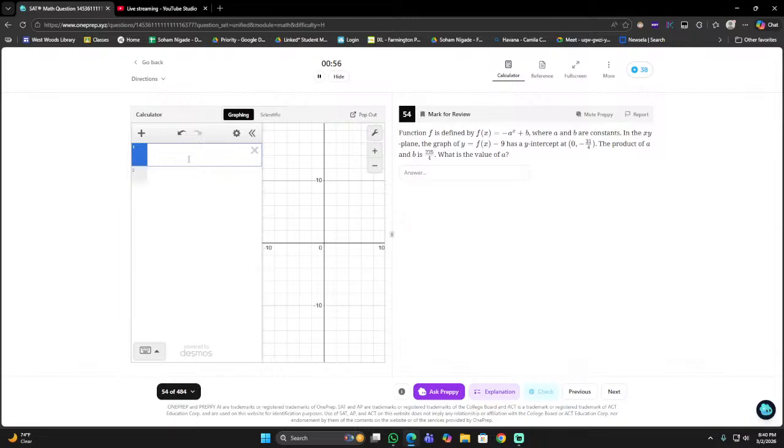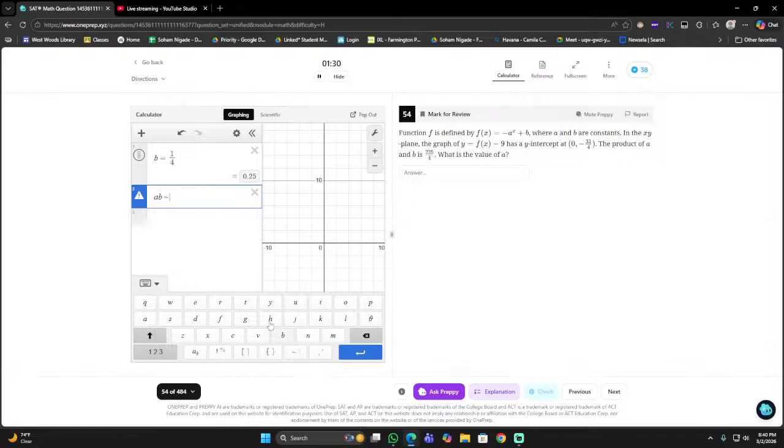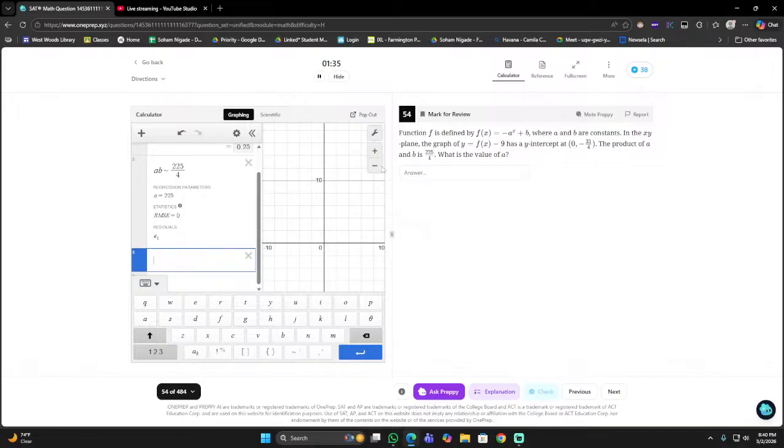So when a is, okay, anything to the power of 0 is 1, right? So we'll say 1 plus b equals 5 over 4. b equals 1 over 4. So we got b equals 1/4. And then we got the product of a times b is 225, bro.